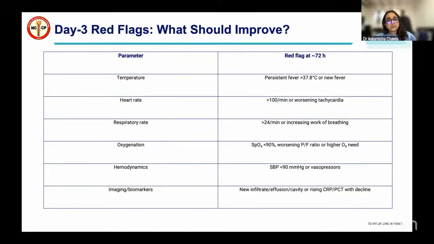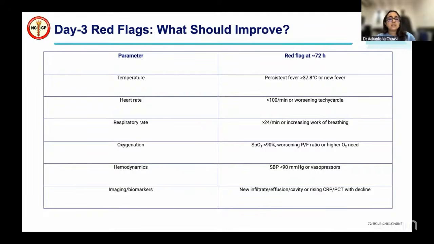So, what should improve? Like I said, the patient should be improving. He should be afebrile. If he's having a persistent fever or a new onset fever, then that's a red flag. You need to look and search for what you've been treating, and do you need to change your treatment?